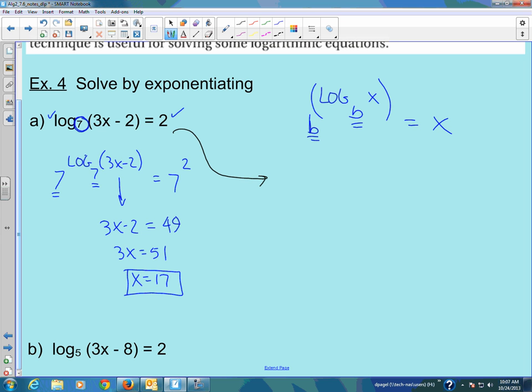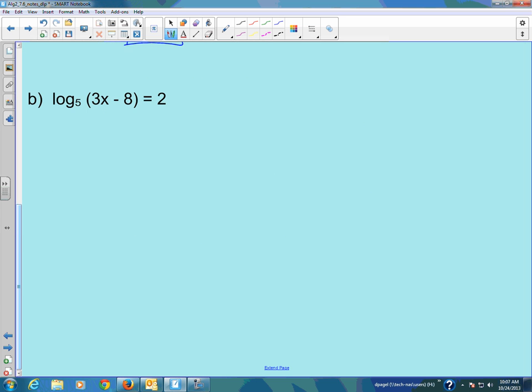Once again, I could also use the old-fashioned method where I just change the form. So it's in log form. I changed it into exponential form. I get 7 squared is equal to 3x minus 2. And guess what? It's the same thing. I get x equals 17. So that's the process of exponentiating. Some of you would probably prefer this method, so you don't have to remember my change of forms here.